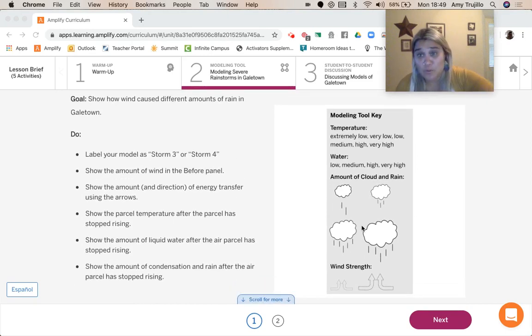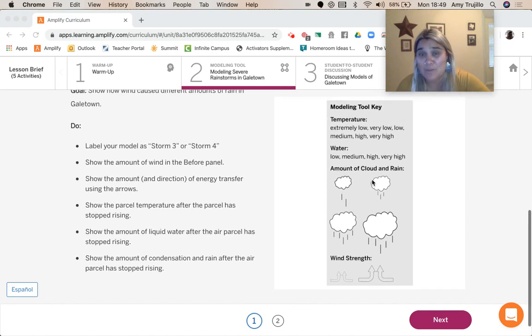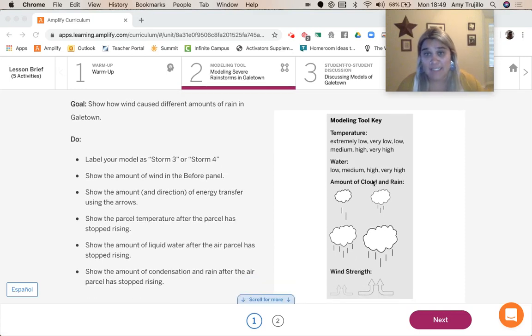We've got a bunch of do's there, things that we need to do. We need to label our model, show the amount of wind, show the amount and direction of the energy transfer, show the parcel temperature, show the amount of liquid water after the parcel has stopped rising, and show the amount of condensation and rain after the parcel has stopped rising. And then we've got some different modeling tool keys here. All right, so let's look and see what this model is going to look like.